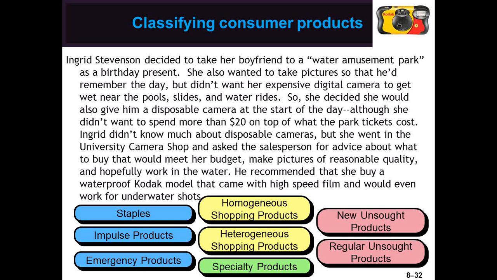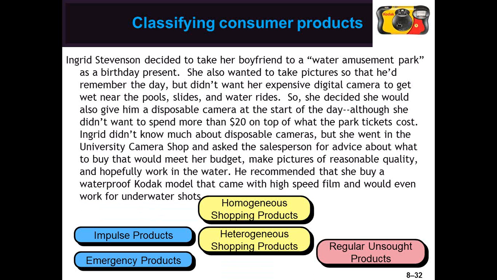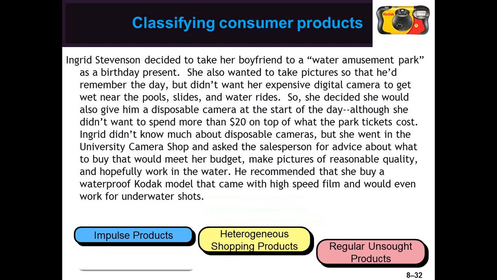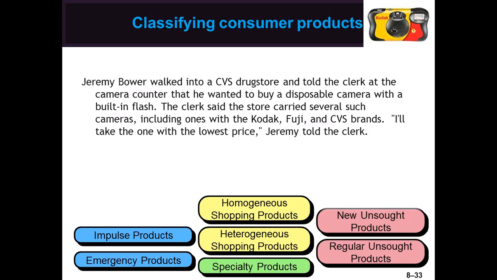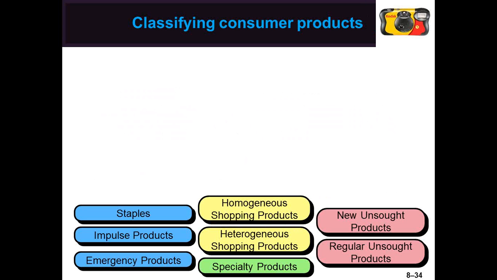So there are some important definitions. Shopping products are compared with competing products. Homogeneous shopping products are the ones that the customer sees as basically the same and wants the lowest price, and heterogeneous products are seen as different in quality or suitability. This is an exercise. We can go through it later.